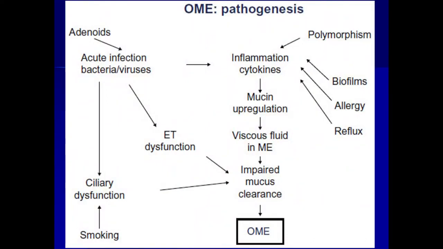Pathogenesis. Adenoids very often involve either acute infection, maybe bacterial or viral, and lead to eustachian tube dysfunction, ciliary dysfunction, and impaired mucus clearance. Due to inflammation, a lot of inflammatory cytokines lead to mucin upregulation and viscous fluid in the middle ear. It's also impaired mucus clearance.